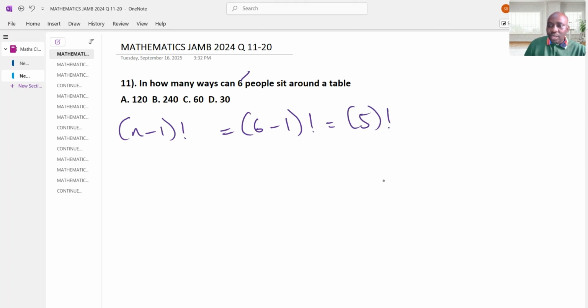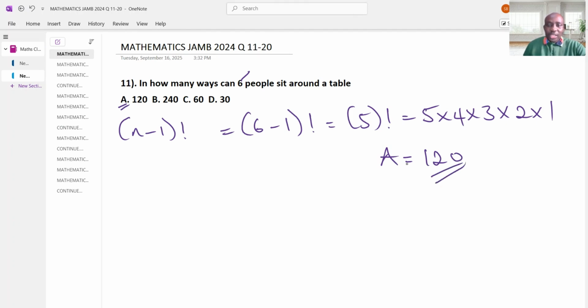5 factorial. To remove this factorial, we multiply it backward: 5 multiplied by 4, multiplied by 3, multiplied by 2, multiplied by 1. When you multiply everything, it gives us 120. 5 times 4 is 20, 20 times 6 is 120... Our final answer is option A, 120. Now, let's move to the next question.